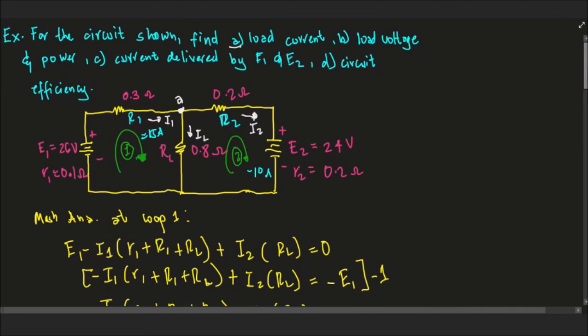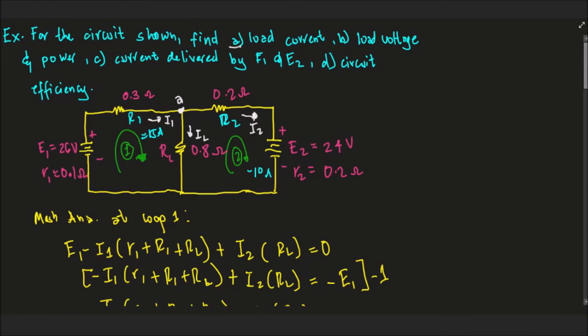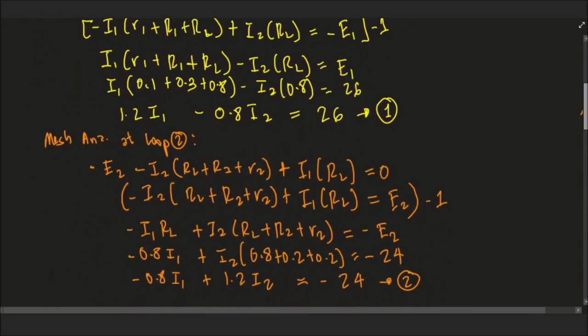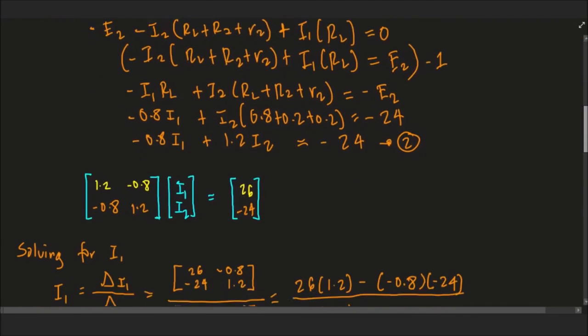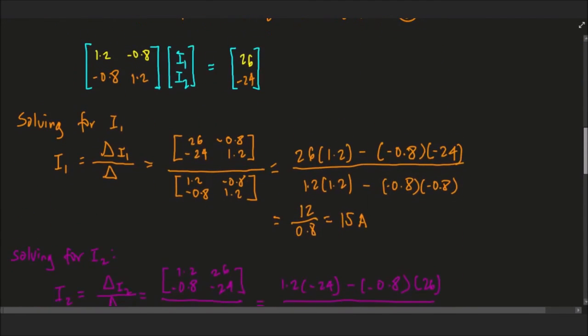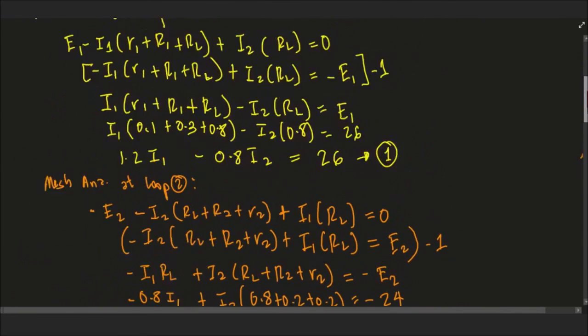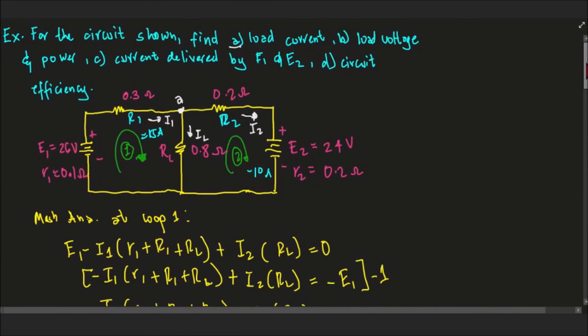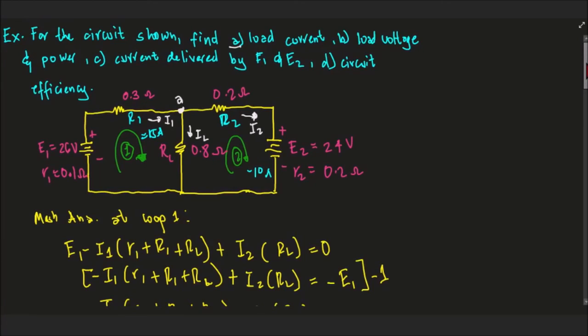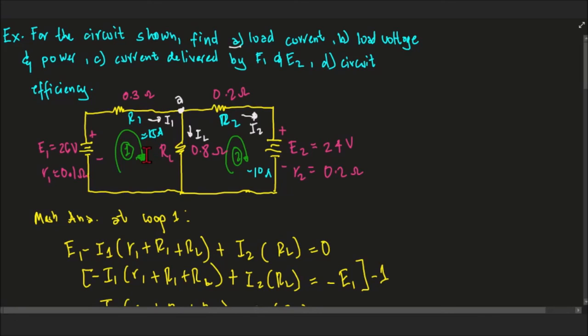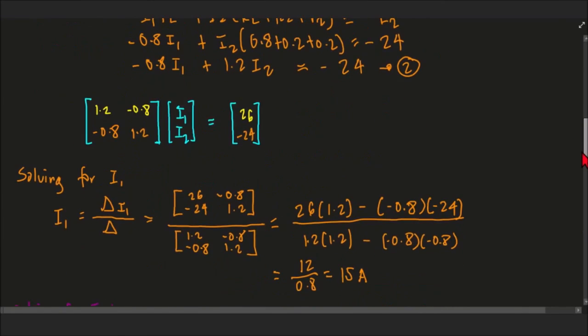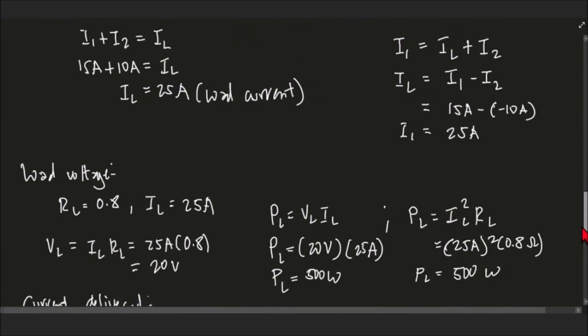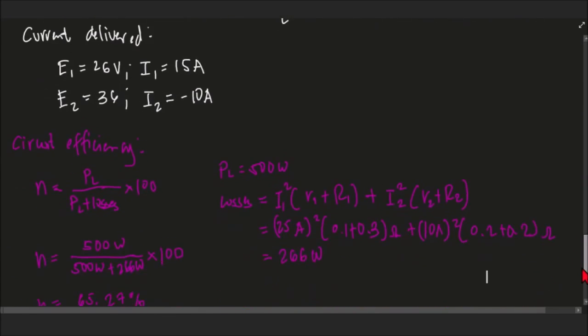I guess it is a much longer solution, but of course we are doing it using Cramer's rule, and we also have lots of requirements for the problem. But the very first step is to know the loop currents, so that's why we solve for I1 and I2, in order to get the other quantities required by the problem.